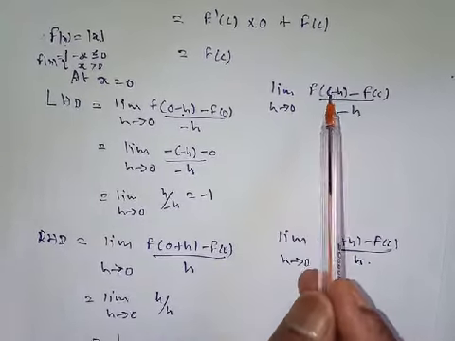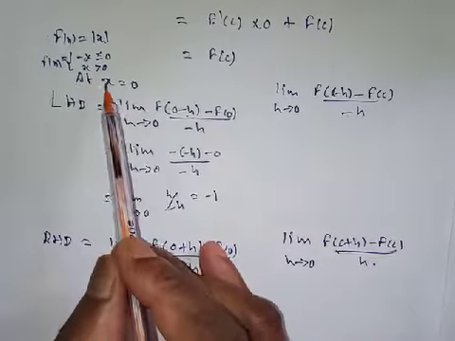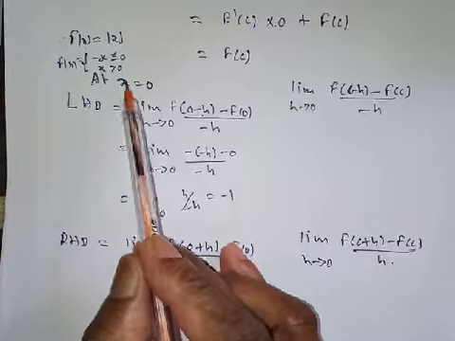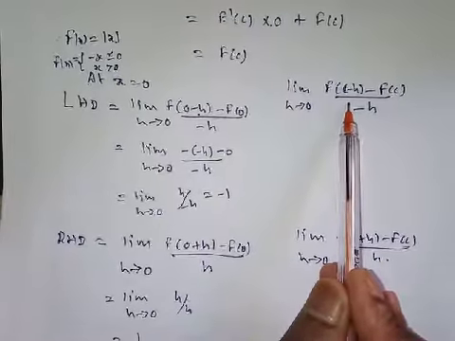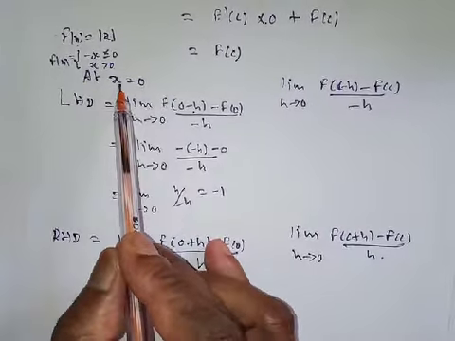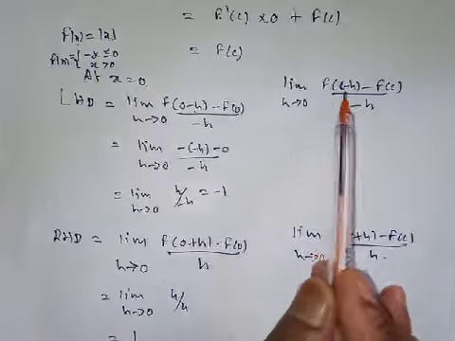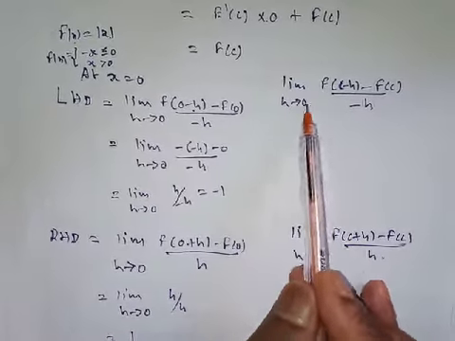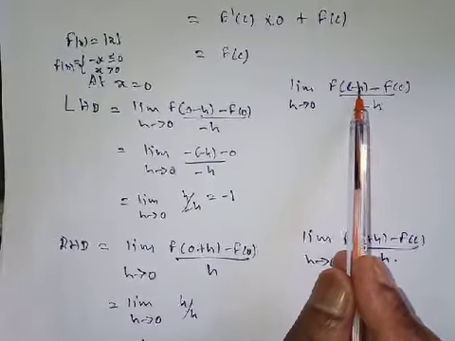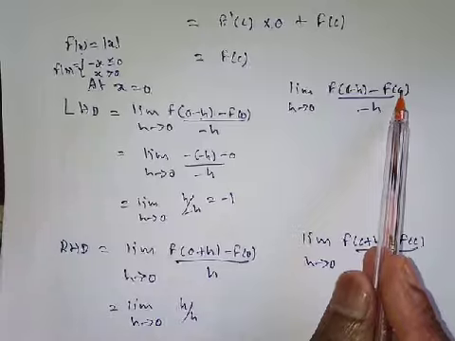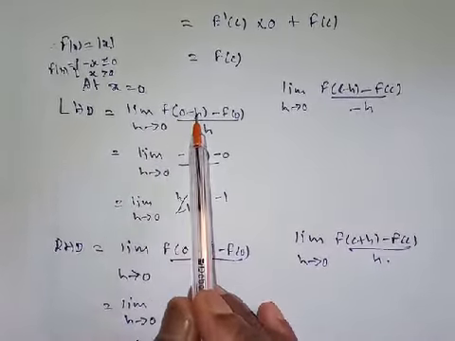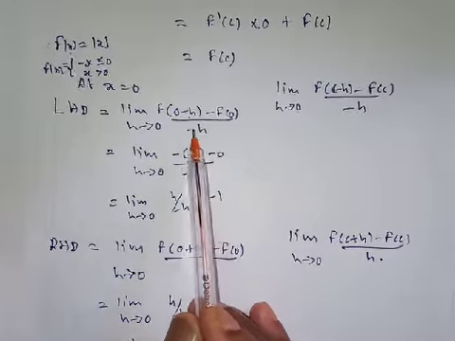Now in place of c, what is here? We are checking at x is equal to 0, so this function is defined as at x is equal to c. In place of c, we write 0 because we are checking the differentiability at x is equal to 0. So put limit x tend to 0 and c as 0: limit x tend to 0, f(0 minus h) minus f(0) upon minus h.